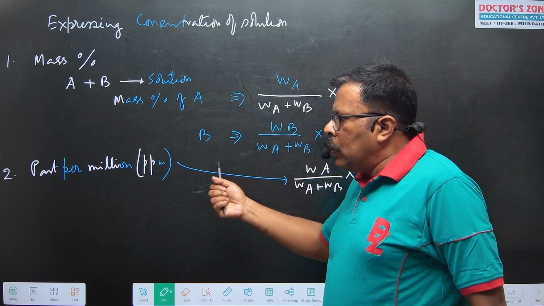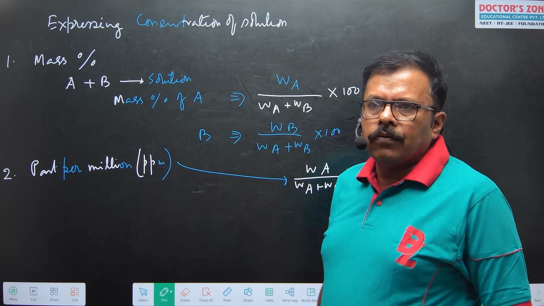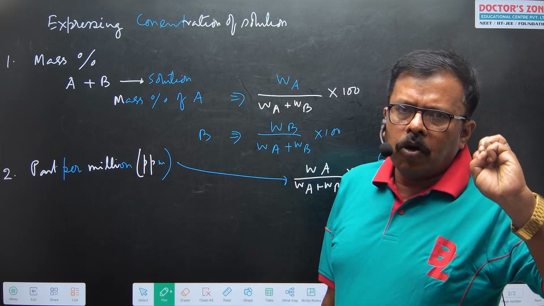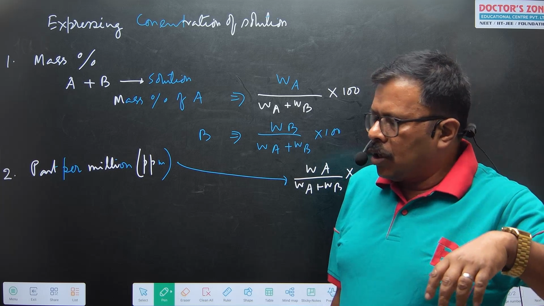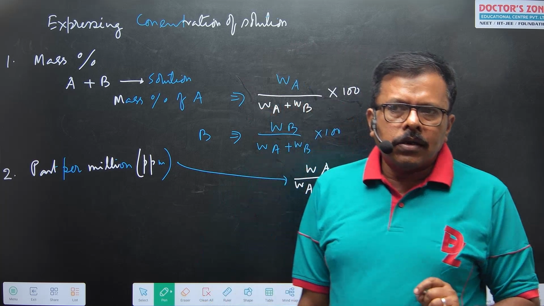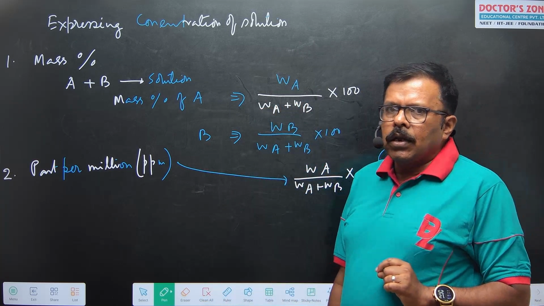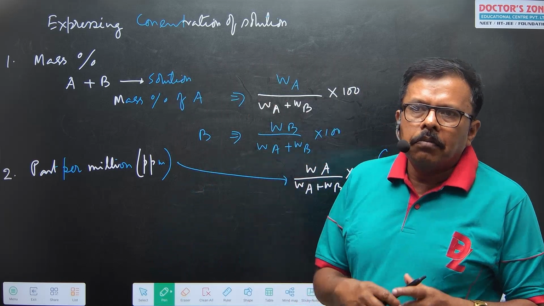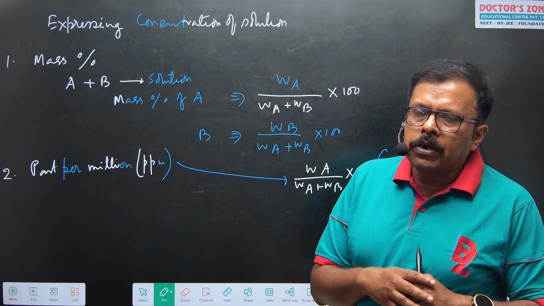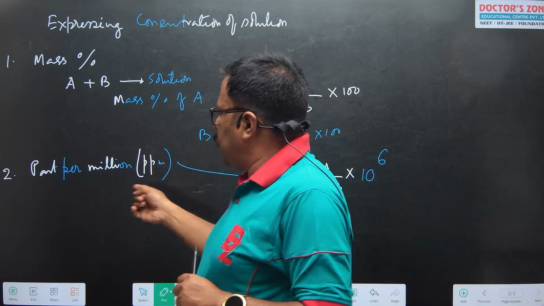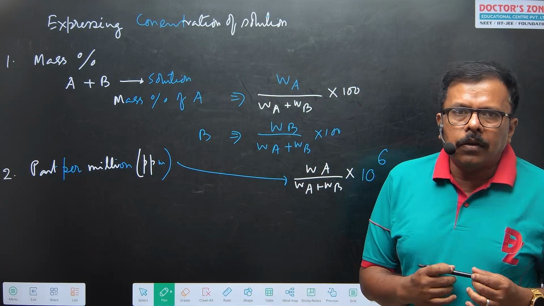And where we use this concentration, where the amount of solute in a solution is very very less, बहुत कम amount में solute है solution में, then we use this concentration term parts per million. For example, in municipal drinking water, amount of chlorine in water we express in terms of parts per million.